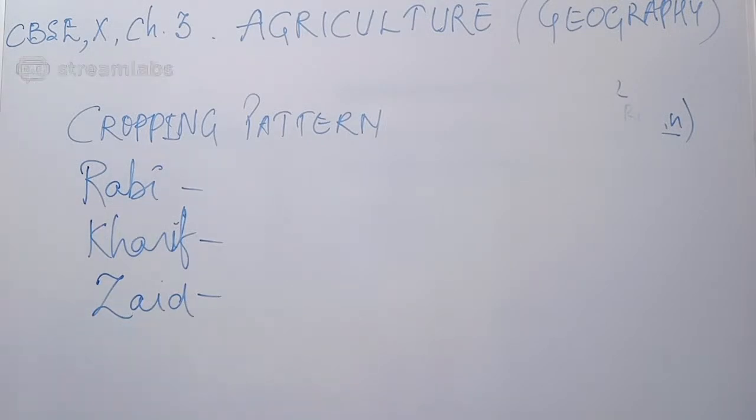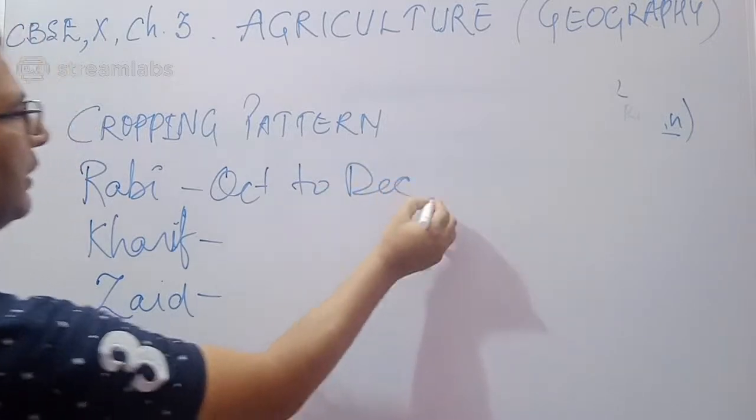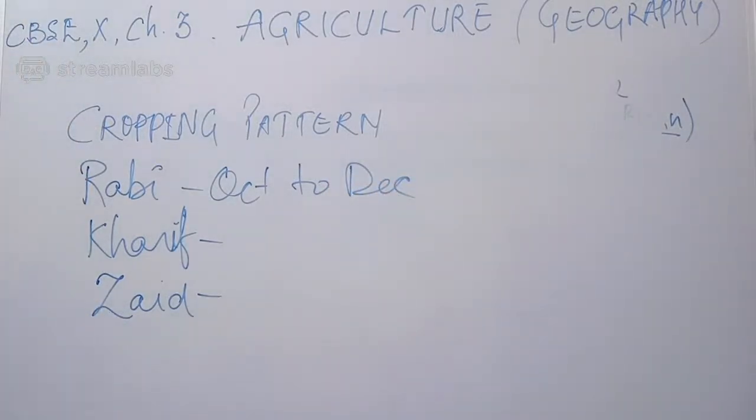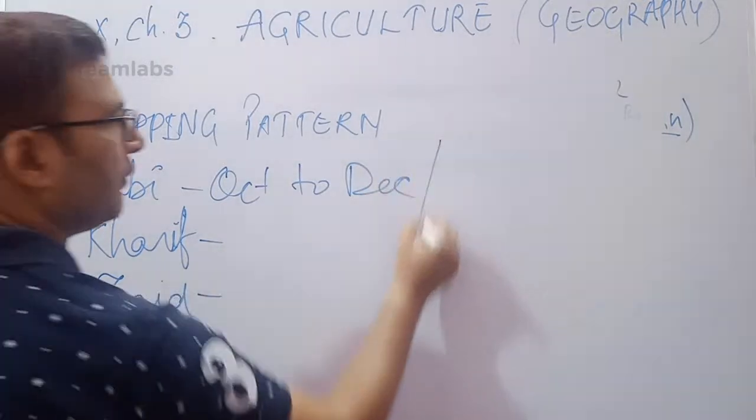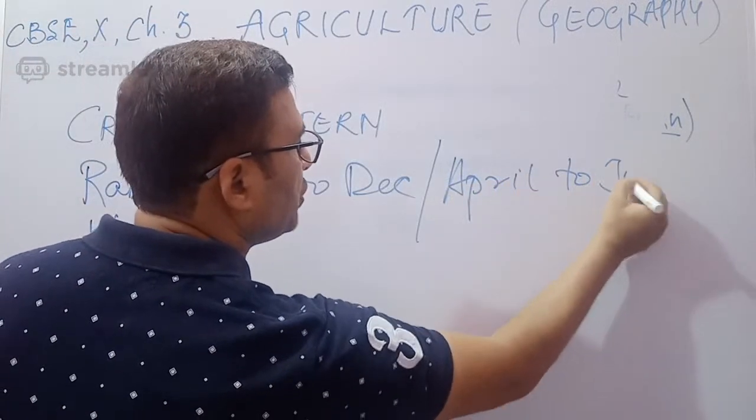Now let's firstly talk about Rabi. सबसे पहले हम लोग बात करते हैं Rabi crops के बारे में. Rabi crops are sown in winter, from October to December, and harvested in summer, from April to June.